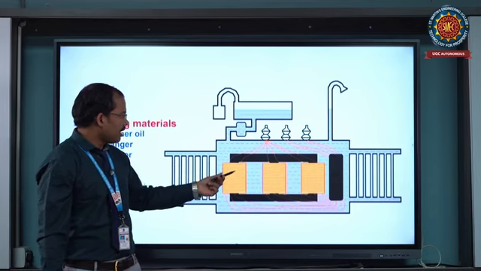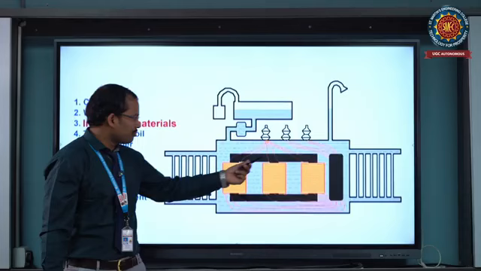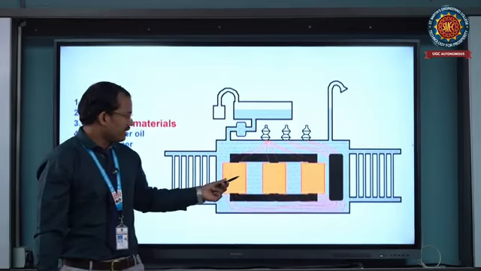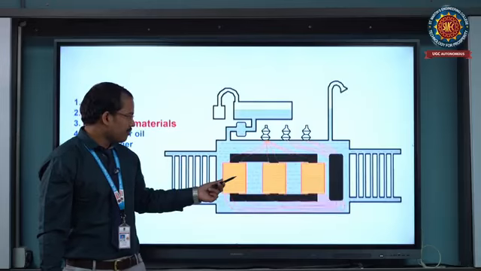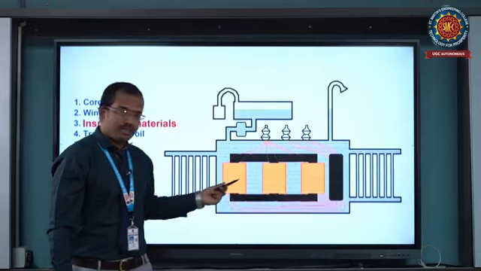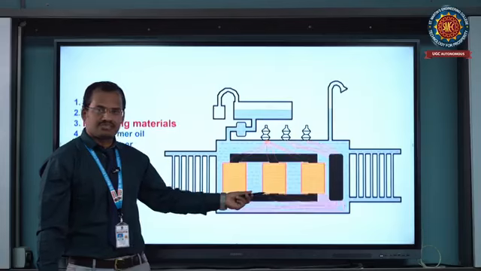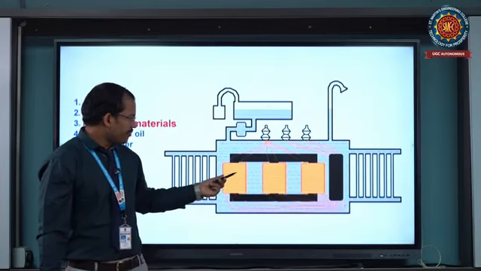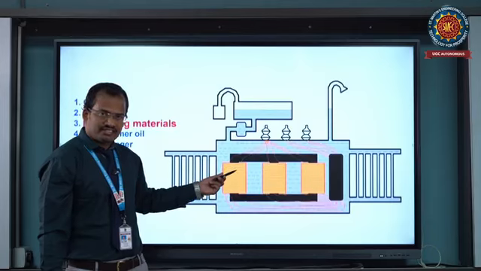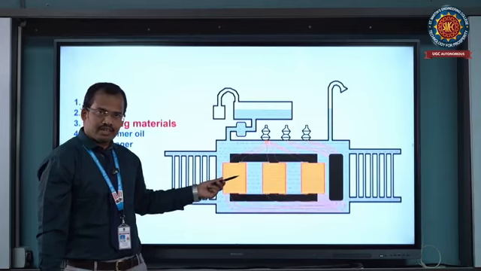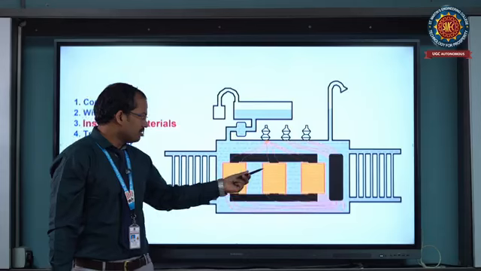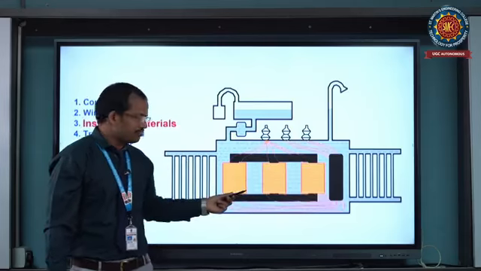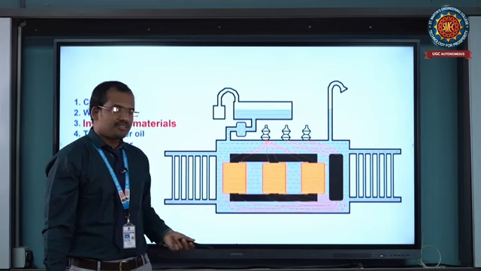This is a shell type of transformer, and it has a total of 3 limbs. The 3 limbs are: both of these are outer limbs, and this is the middle limb, the central limb. Each limb has the primary winding connected on the internal side and the secondary winding on the external side. So two are outer limbs and the middle one is the central limb.